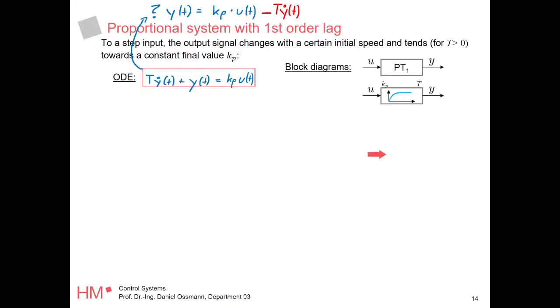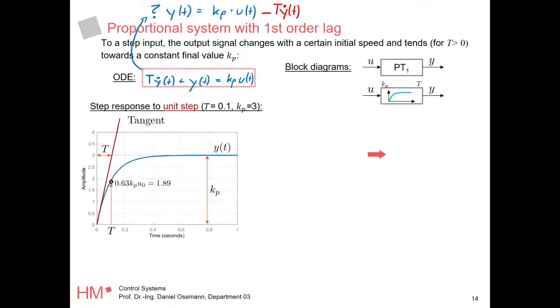Okay, block diagrams, you name it. More importantly, how does the step response look? I've plotted an example. I kept Kp equals 3. I did a unit step, so U is equal to 1 for the step input. And I set the time constant to 1.